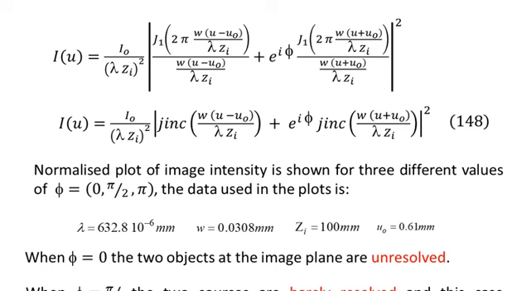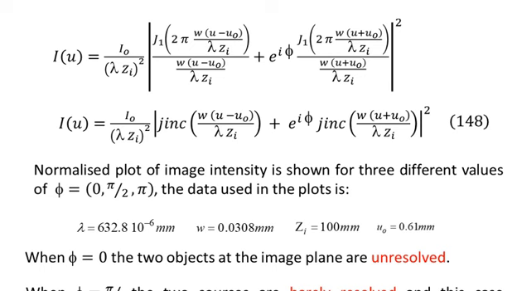Normalized plot of image intensity is shown for 3 different values of phi. Normalized means that we can omit this I naught or lambda zi whole square. We can omit this quantity and we have the normalized intensity. And we are using 3 values of phi. Phi equal to 0 is when there is no phase difference, when both point sources are in phase; then when there is a phase of pi by 2 between the two sources, and the third case is when there is a phase of pi between the two sources.